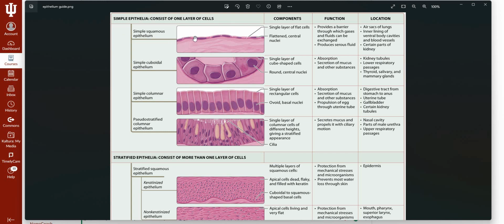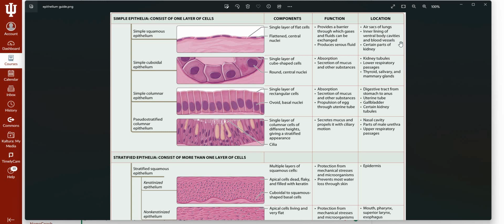Simple squamous is going to be a single layer of flattened cells. And the way I remember this is I think squamous sounds a lot like squashed, and so these cells look flattened or squashed. Now, we find this simple squamous epithelium anywhere that we have a lot of exchange of material. So having one layer of cells to filter through versus multiple layers is going to make secretion, absorption, any sort of exchange a lot easier between organ systems.